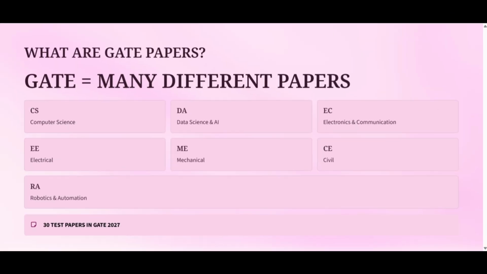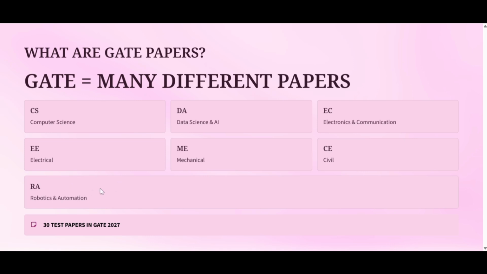Next, what are GATE test papers? So GATE isn't one single exam where everyone gets the same subject. Instead, there are different test papers. For GATE, there are a total of 30 test papers, and some of the papers you may have heard of are computer science and information technology, data science and AI, electronics and communication, electrical, mechanical, civil, and many others. And there is a new addition this year, and that is robotics and automation.